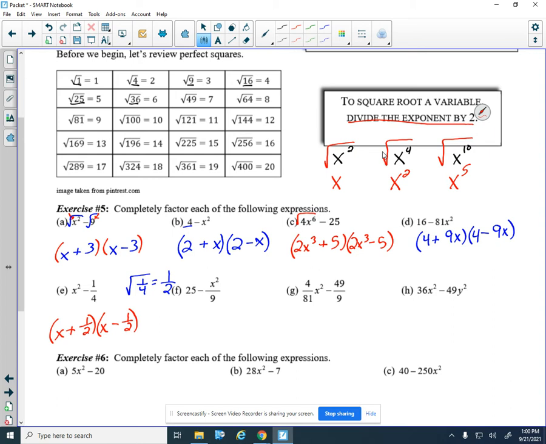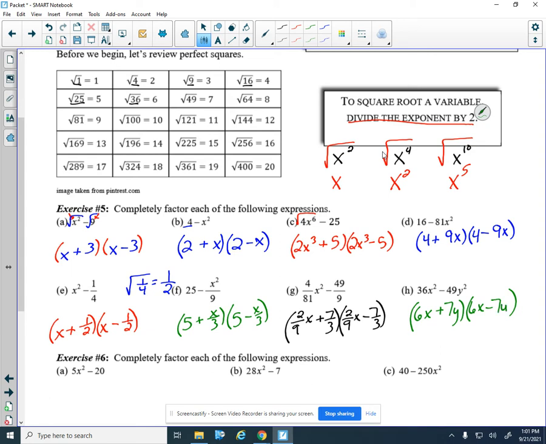Working kind of quickly through the rest of them. This one would start with a 5, and we would get a plus x over 3 and minus x over 3 when I take the square root of that fraction. Here we have 2/9 x, plus 7/3 and minus 7/3. The last one, we have variables in both terms, which is fine. We still have difference of perfect squares. So this is going to be 6x plus 7y, 6x minus 7y.